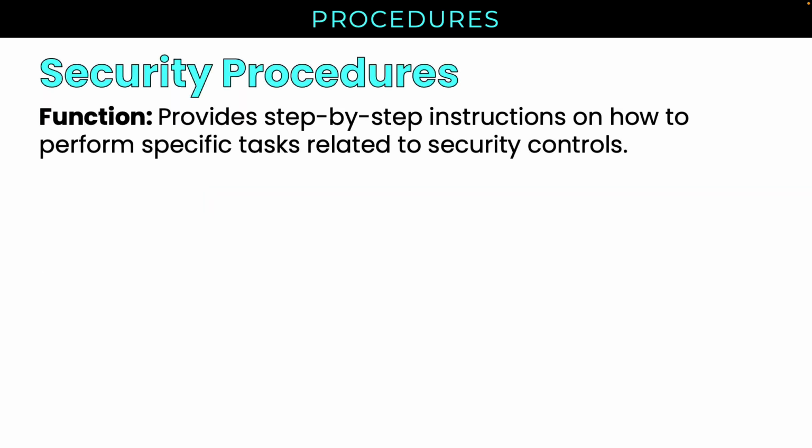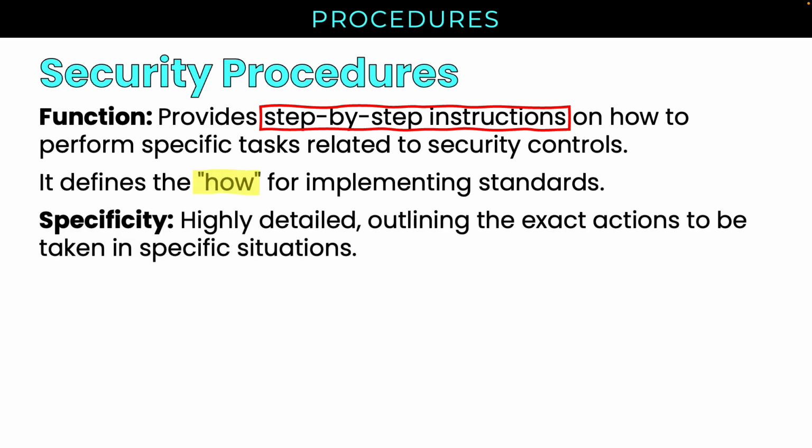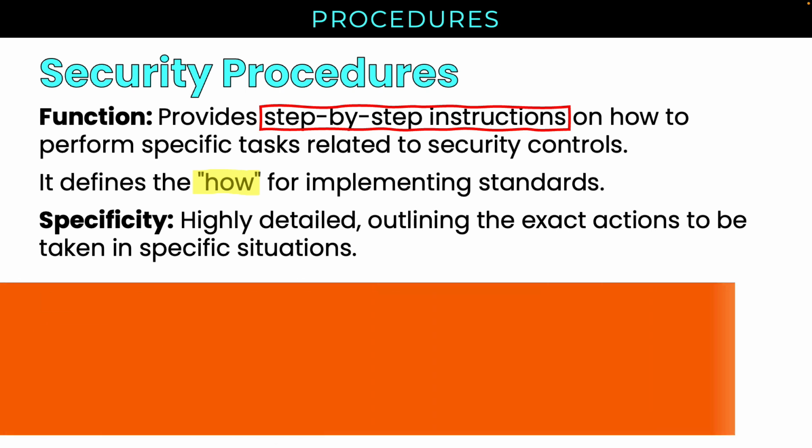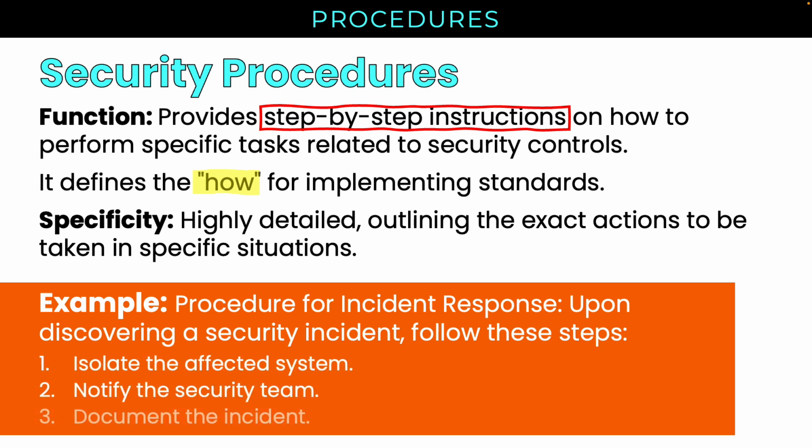So procedures provide step-by-step instructions on how to perform specific tasks related to security controls. It defines the how for implementing standards. It's highly detailed, outlining exact actions to be taken in specific situations. So, for example, procedures for incident response. Upon discovering a security incident, follow these steps. Isolate the affected system. Notify the security team. Document the incident. Obviously, I've simplified this a bit, but conceptually, I think you understand what I'm saying here.